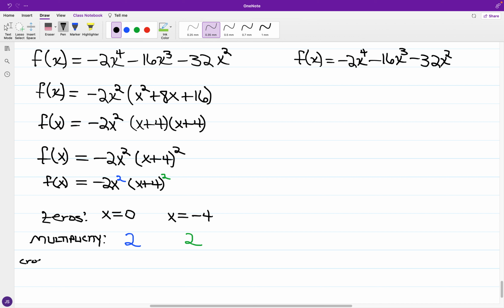And in terms of whether the graph is going to cross or touch the x-axis, okay, so both multiplicities are even. So that means that with respect to the x-axis, the function is going to touch at x equal to 0 as well as x is equal to negative 4.